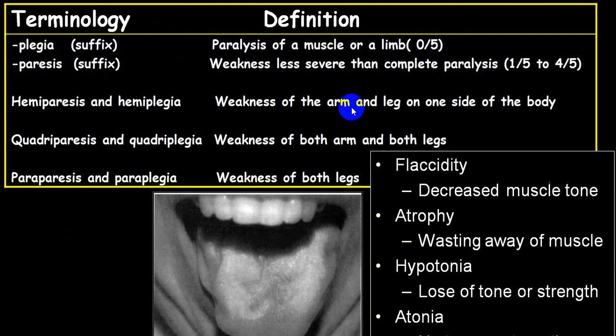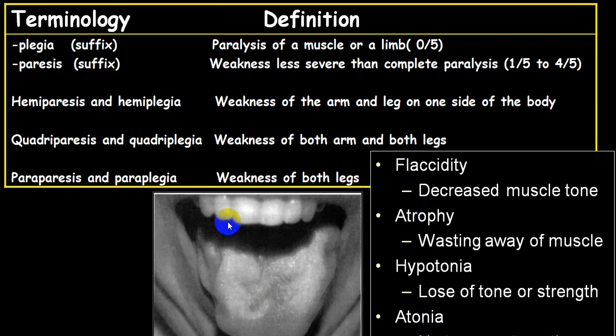So plegia is complete weakness, paresis is partial weakness. We already mentioned hemiparesis, hemiplegia, quadriparesis, quadriplegia, paraparesis, paraplegia. So those are the words which are utilized. We already mentioned flaccidity, decreased tone, atrophy, wasting of the muscle, hypotonia, loss of tone, and atonia, which means total absence of tone. And because the tone is absent, the movement will be diminished or nearly absent.